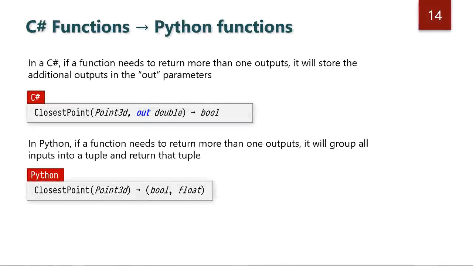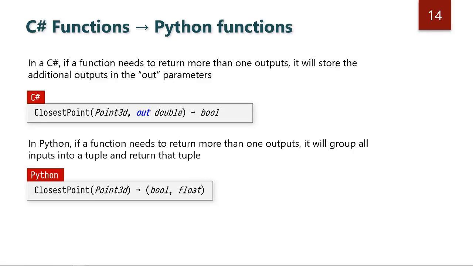All right. So this is the C#. The closest point takes in a Point3D, and returns a boolean together with an output parameter of type double. When you call it in Python, it becomes a function that takes in a Point3D and returns a tuple of the boolean, the main return type, and then the number, which is a double, but in Python the double will be converted to a float. But imagine this is a Point3D, then the Point3D will come after the main return type.